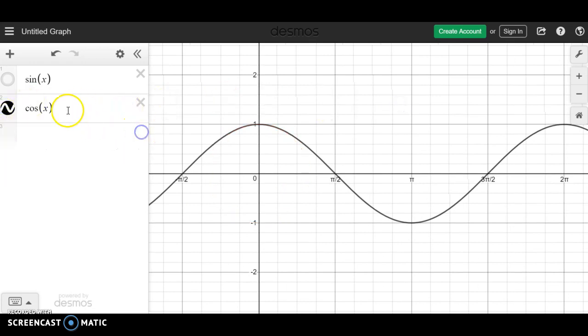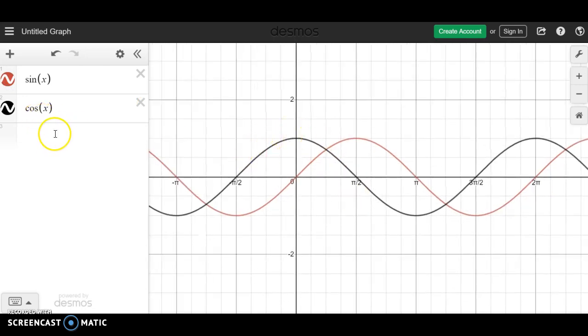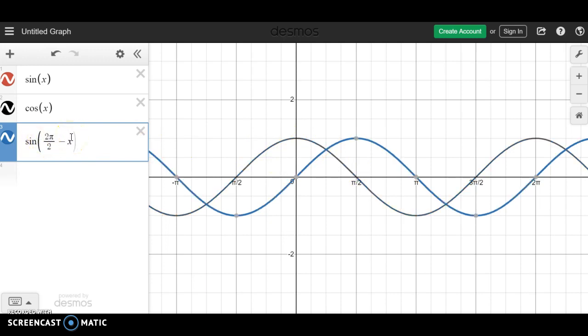When you apply the graph transformations to the sine and the cosine, you can recover the sine and the cosine again. So in particular, if I look at sine of pi over 2 plus x, I end up with the cosine function. If I look at sine of pi over 2 minus x, I end up with the cosine function. If I were to start changing this, so instead of pi over 2, I can use 2 pi over 2. That gives me back the sine function.